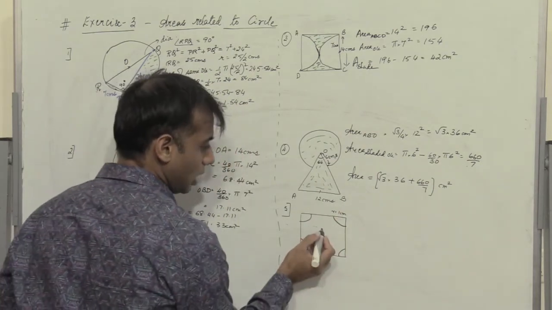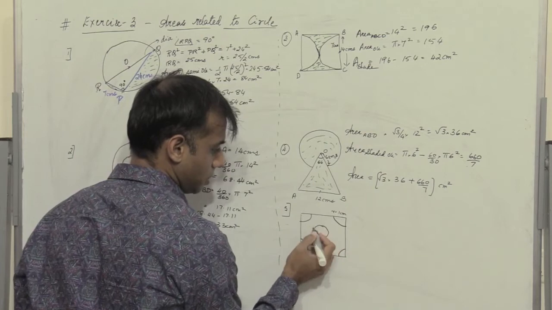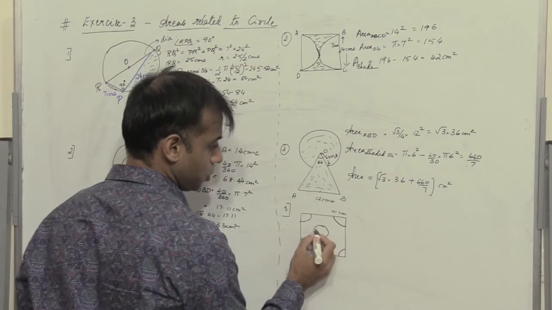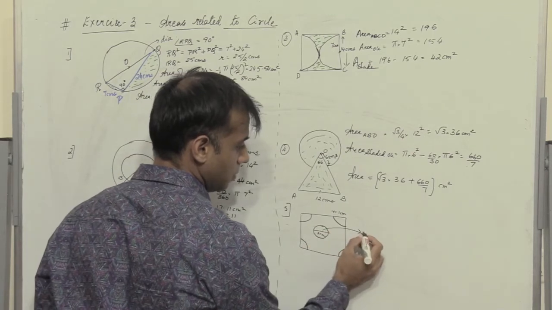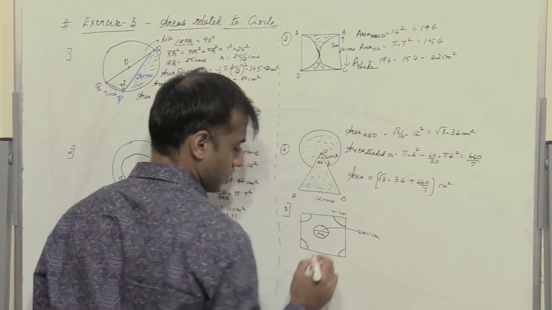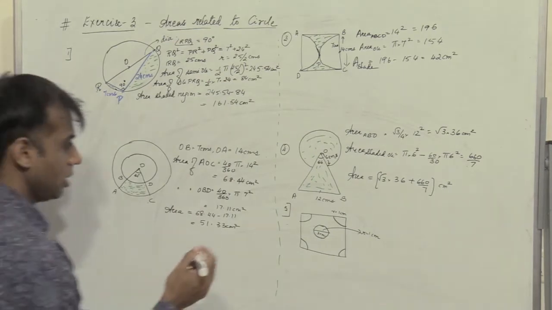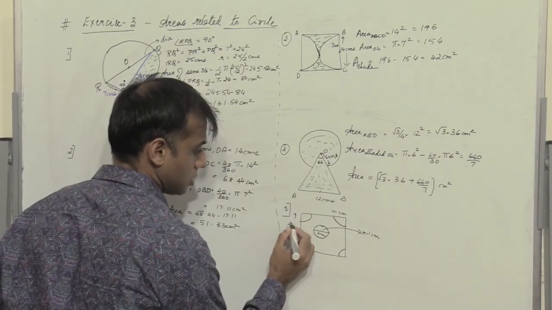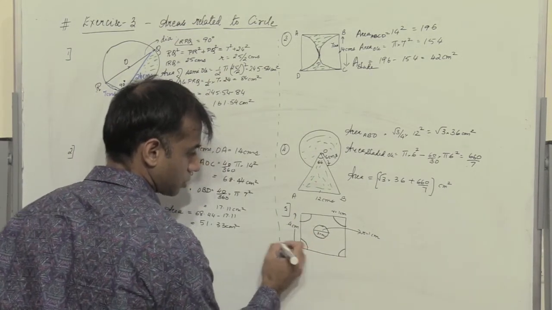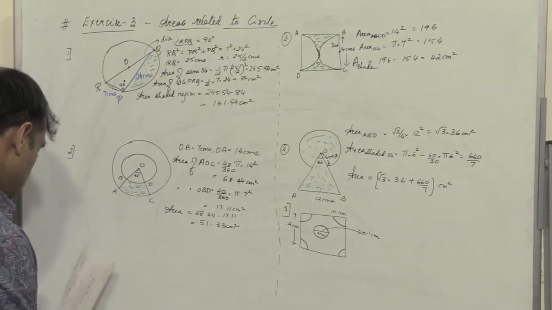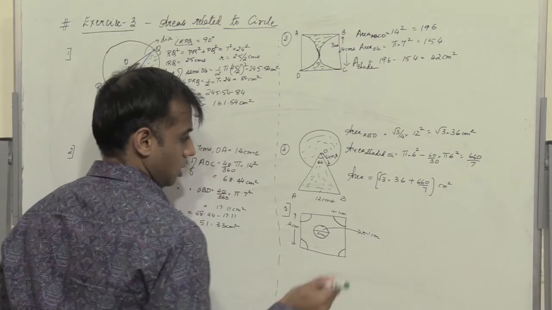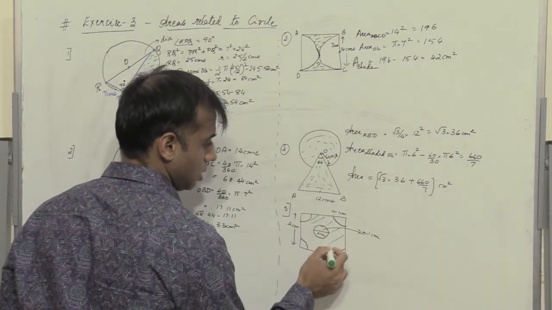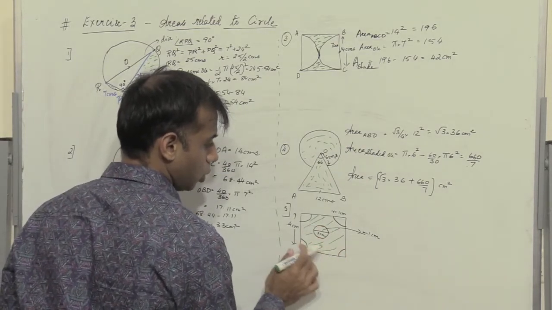And also we have another circle inscribed with a diameter of 2. So the diameter is 2 centimeters. So radius again is 1 centimeter. And this is a square. The square is of length 4 centimeters. So we need to find the area of the shaded region excluding the circle and these 4 quarter circles.